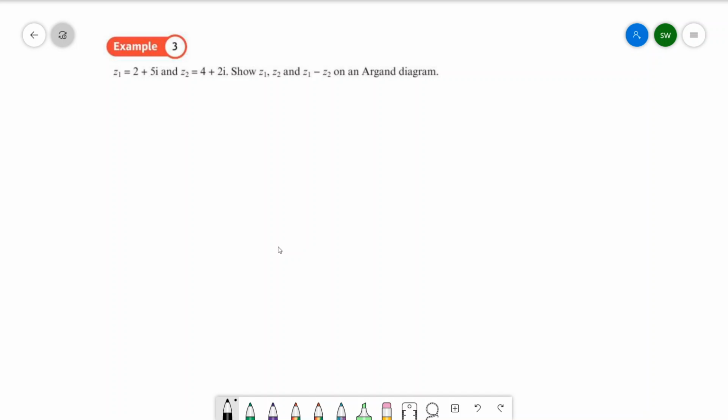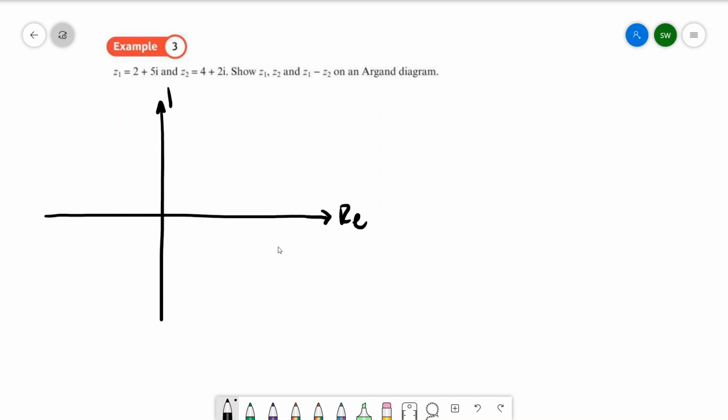Okay, so in example 3, we've got two complex numbers and we need to subtract them. And we're going to just think about how to represent subtraction on the Argand diagram. So let's plot these complex numbers on the Argand diagram. So we've got the real axis and the imaginary axis.